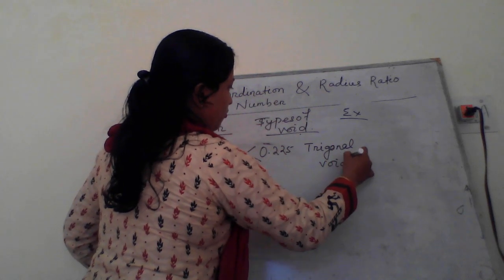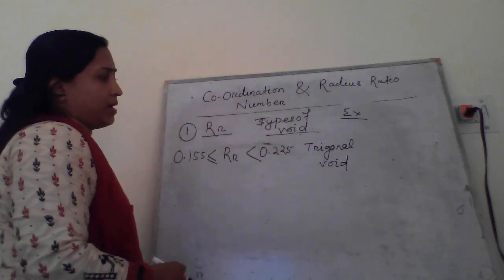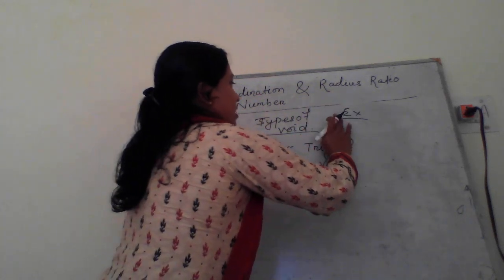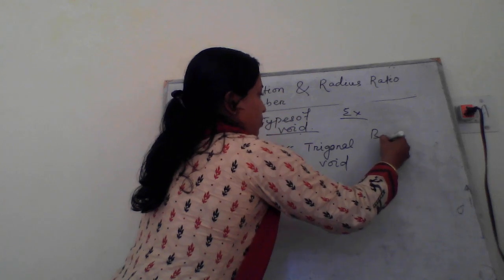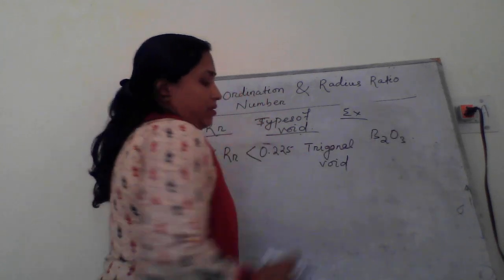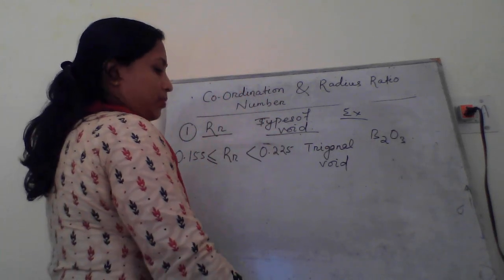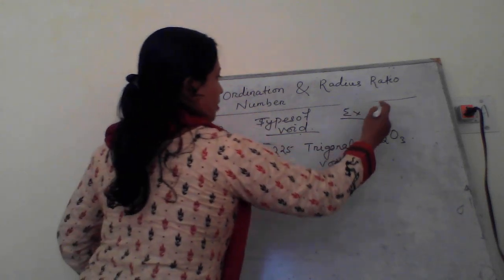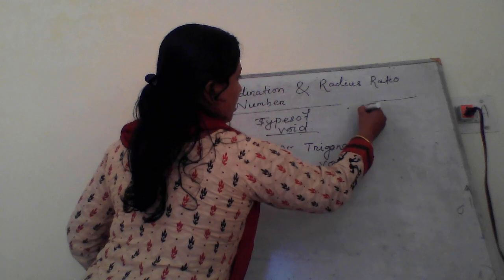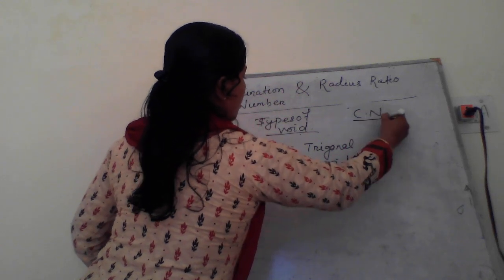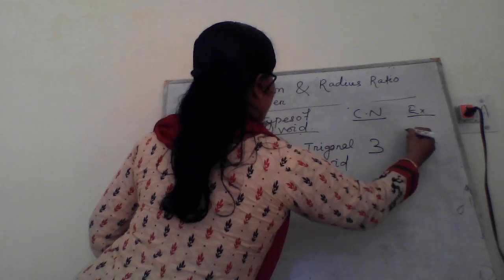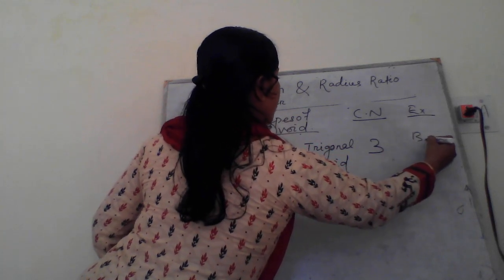Trigonal void, and the shape of the molecule is trigonal shape. The example is boron trioxide, and we have to write the coordination number here. The coordination number is 3, and the example is boron trioxide.